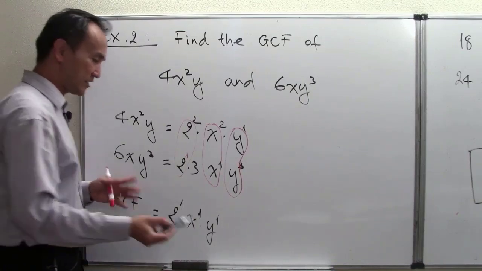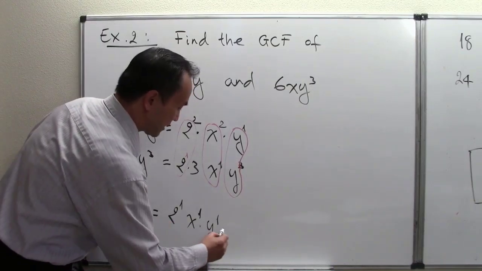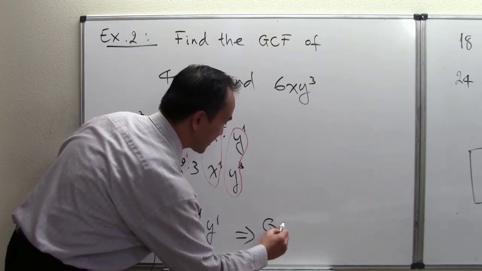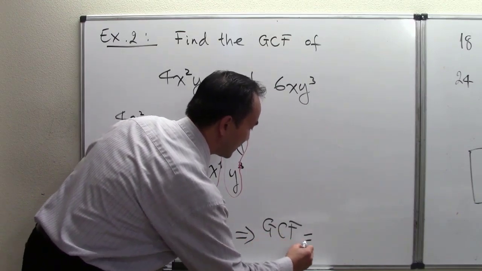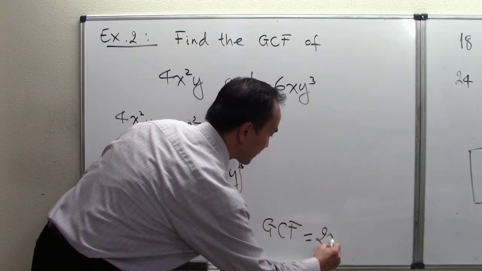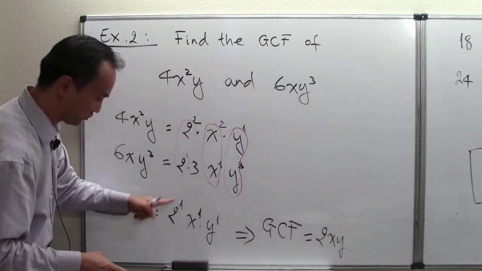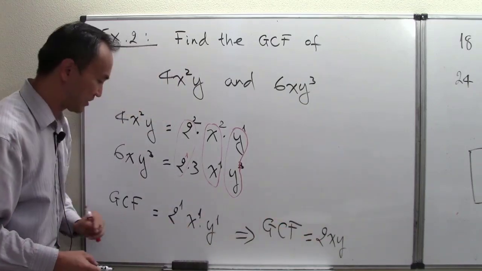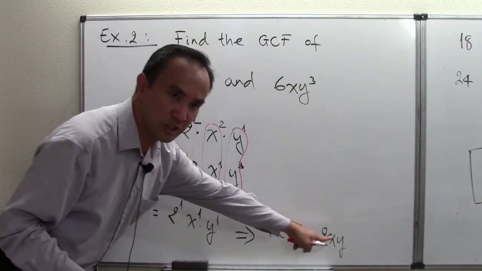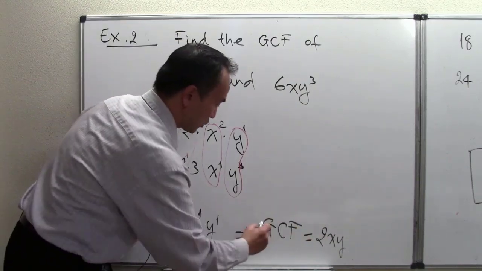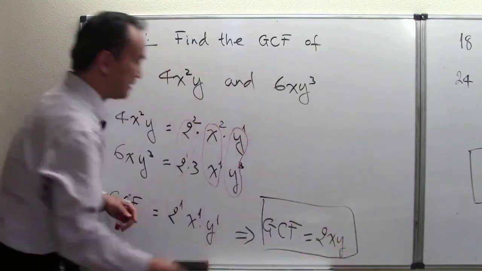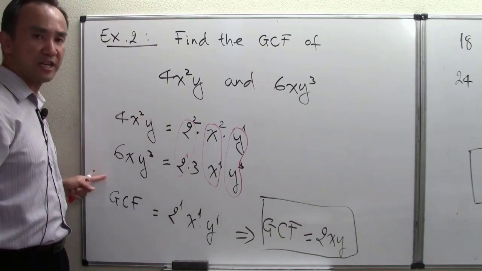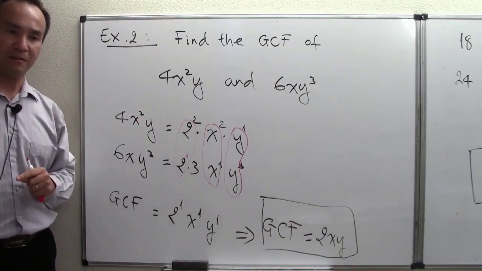So in the end, this is how we express our final GCF. Rewriting, the GCF is found to be 2xy. 2 to the first power is 2, x to the first power we simply write as x, and y to the first power we simply write as y. So 2xy is going to be the greatest common factor of these two algebraic expressions.